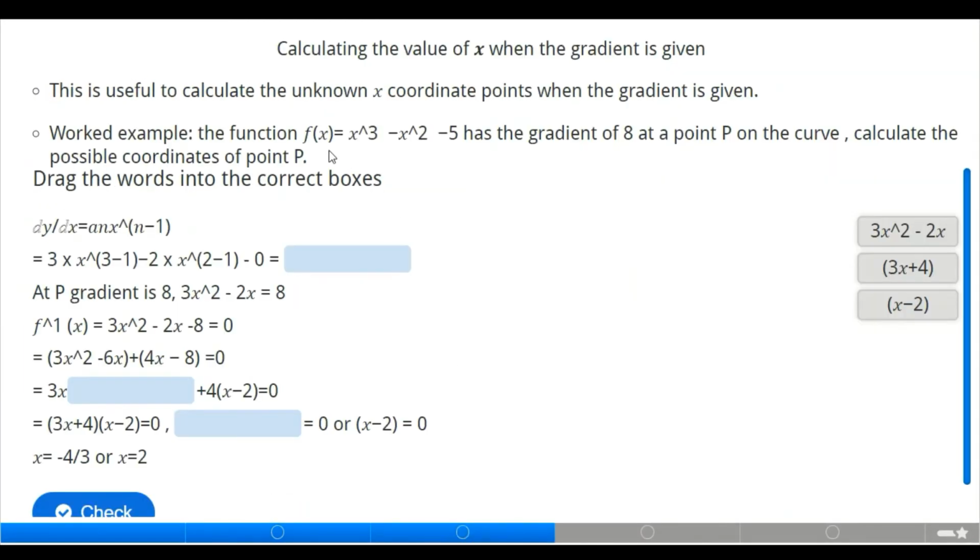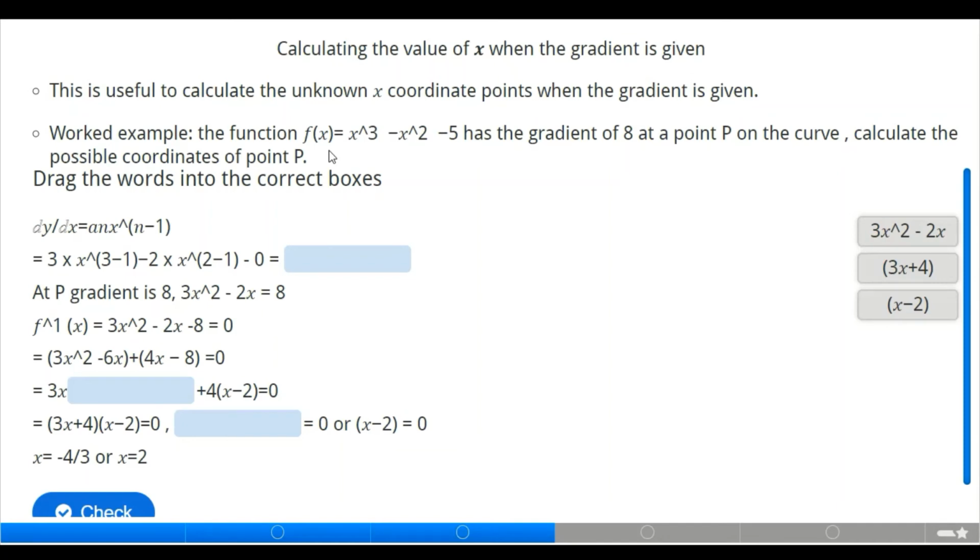Okay, we have to calculate the value of x when the gradient is given. This is useful to calculate the unknown x coordinate point when the gradient is given. From here we have an example. The function f of x equals x raised to power 3 minus x raised to power 2 minus 5 has the gradient of 8 at a point P on the curve. Calculate the possible coordinates of point P.